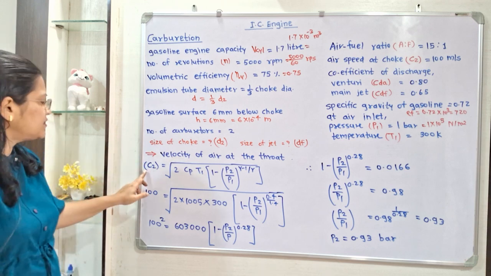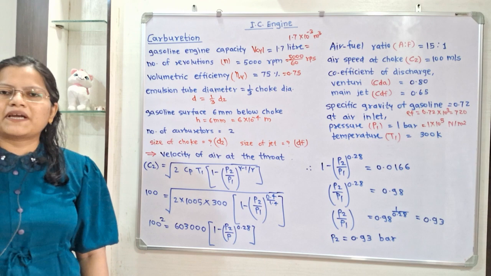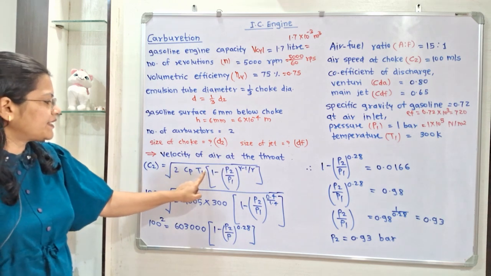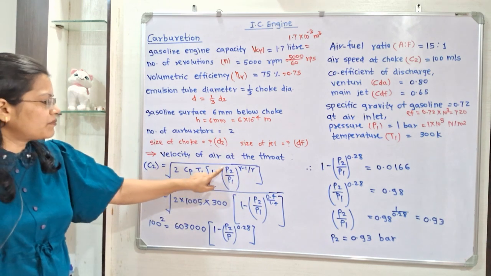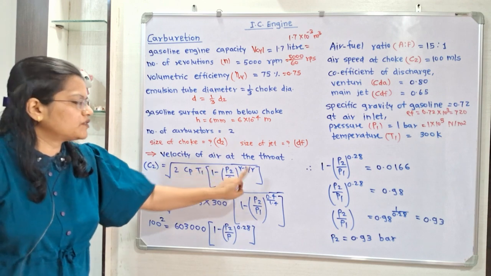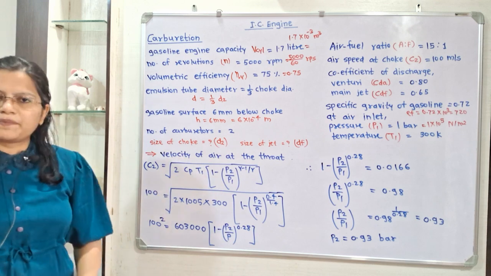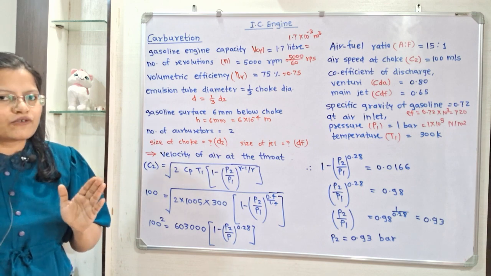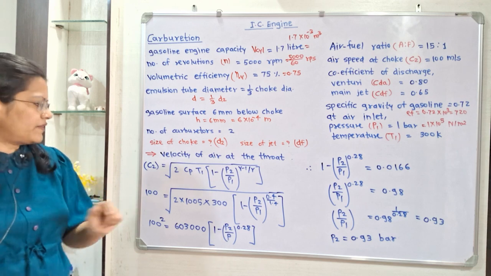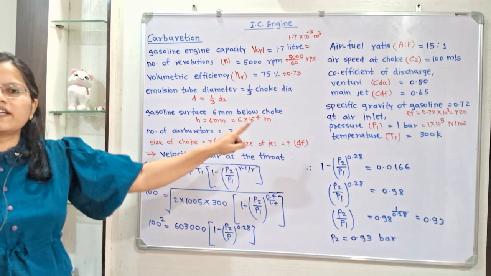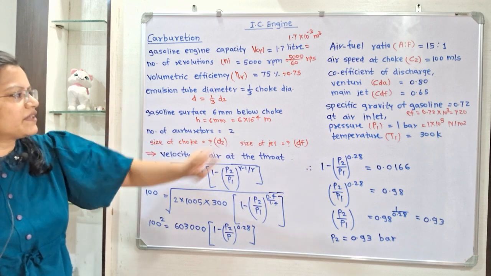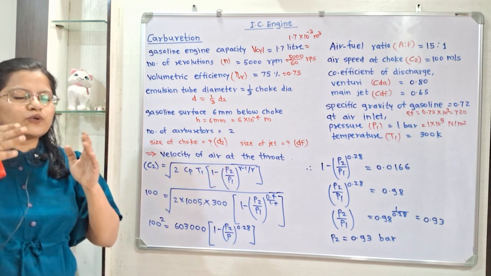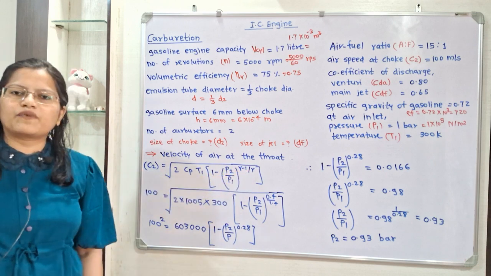So this velocity is C2, and the value of C2 is mentioned in the question. So the formula is the square root of 2 Cp T1 in the square bracket 1 minus (P2 by P1) raised to (gamma minus 1) by gamma. Now what is this Cp? Specific heat at constant pressure, and its value is 1005 joule per kilogram Kelvin. T1 is the initial temperature of air, that is 300 Kelvin. Then P2 by P1 is the ratio, 0.2 and 1, and the value of gamma is 1.4.